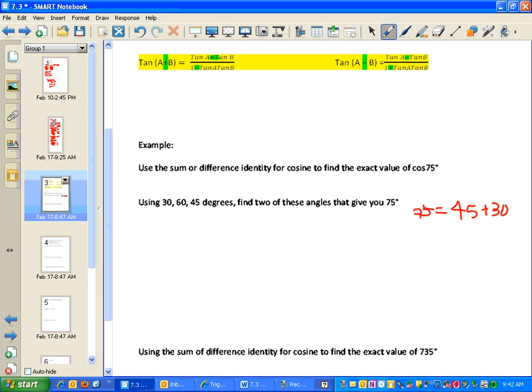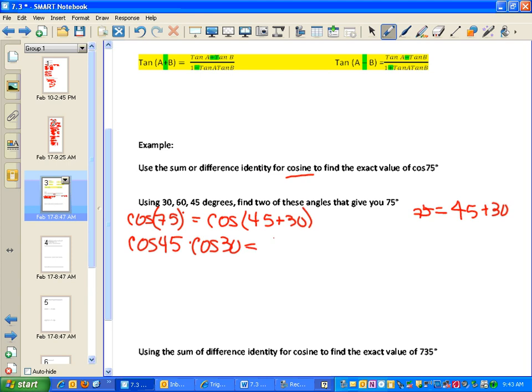So then I'm looking for the cosine. I'm going to say that the cosine of 75 degrees is equal to the cosine, and it really doesn't matter if I do 45 plus 30 or 30 plus 45. And now we apply our sum and difference identity. We know that when we're adding, the cosine of the first times the cosine of the second is equal to minus the sine of the first times the sine of the second.